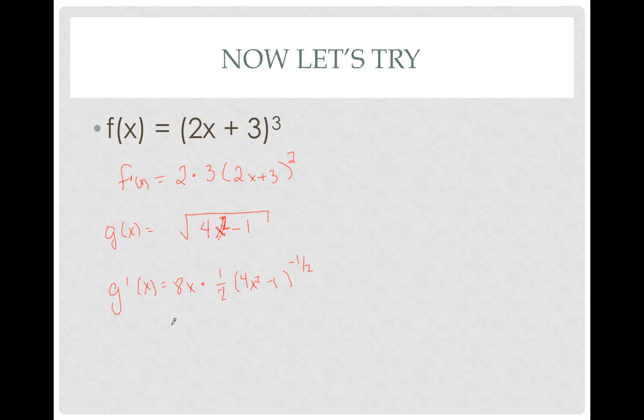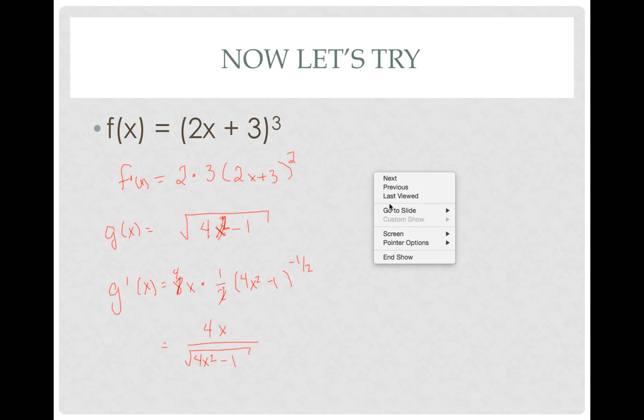So if I simplify everything down, the 8 and the 2 cancel, that leaves a 4. So I get 4x over the square root of 4x squared minus 1. And there we have the derivative of what looks like an ugly function, but actually becomes pretty simple.